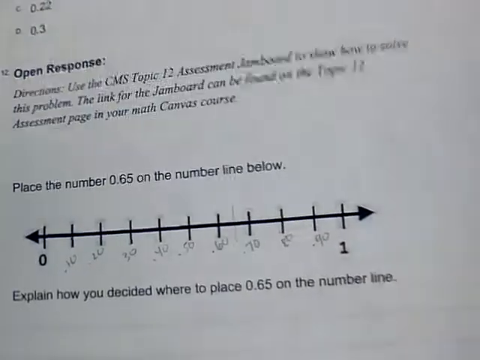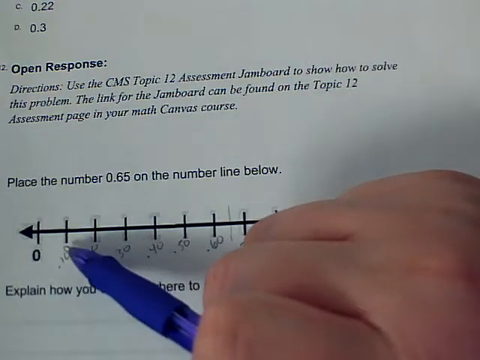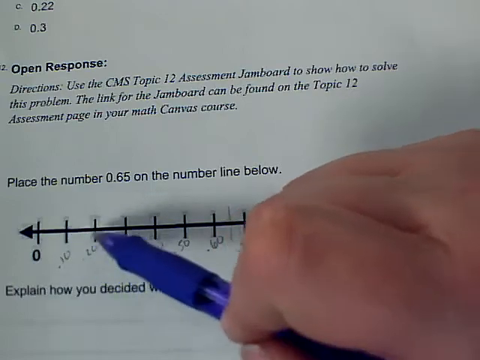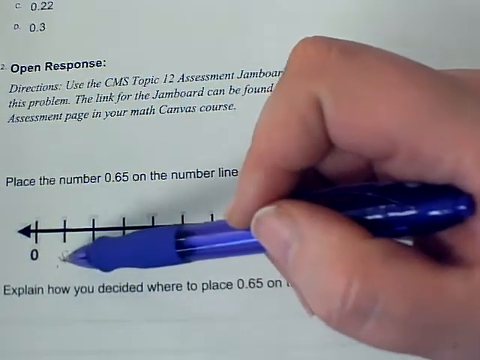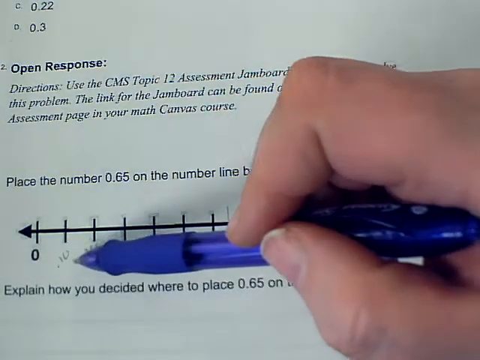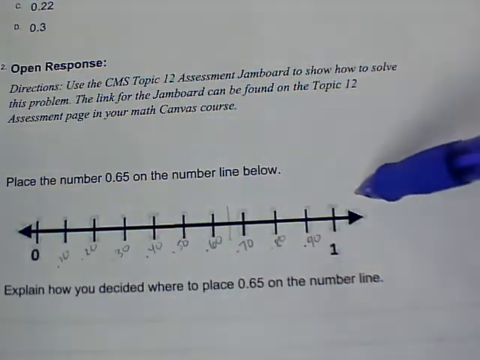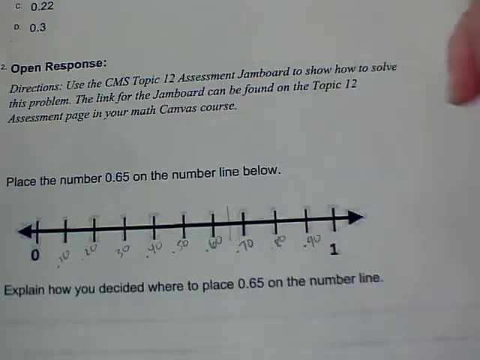Now, the last problem. It wants you to find 65 hundredths on the number line. So, when you split this up, you're going to split this up in tens, just like I did, right? So you can see right here all the way till I got to 1. Where would 65 hundredths fall? Tell me what it would fall between what two numbers.